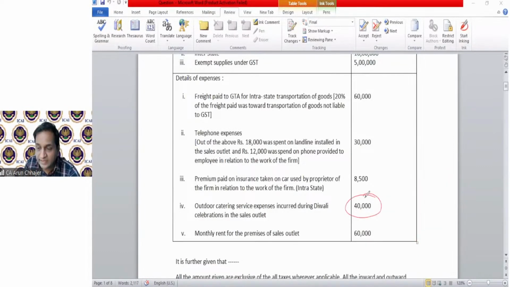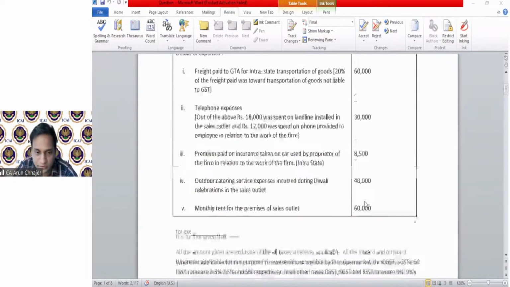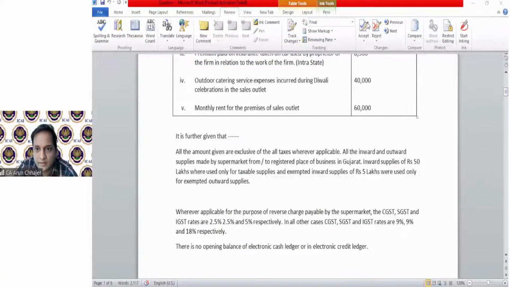It would be excellent if you can add this somehow in a shorter manner, in your own language, in the working note. Now the monthly rent for the premises of the sales outlet is 60,000. All the amounts given are exclusive of all taxes. All the inward and outward supplies made by the supermarket are from or to a registered place of business in Gujarat.